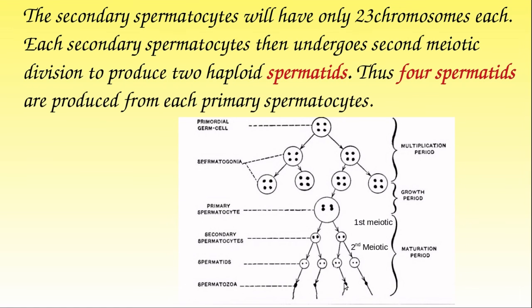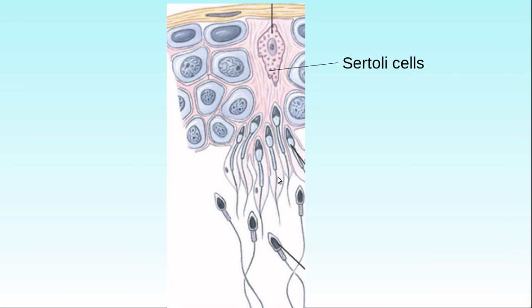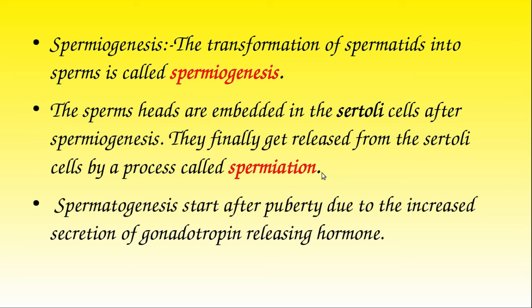After spermiogenesis, the sperm heads are embedded in the Sertoli cells for nutrition. Now they get released from the Sertoli cells, and that process is called spermiation. Also you need to keep in mind that spermatogenesis in a human male starts only after puberty. Why do we give stress to that? Gametogenesis in the female starts even when the human female is in the mother's womb, as a fetus. In the fetal stage itself the gametogenesis starts.